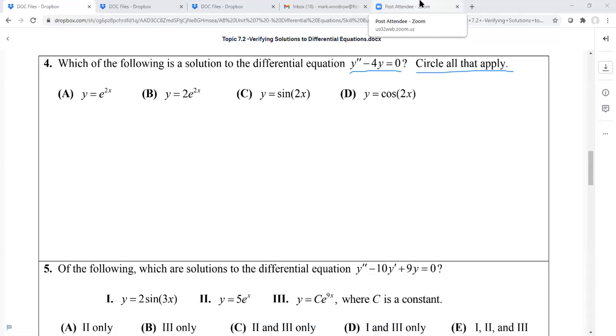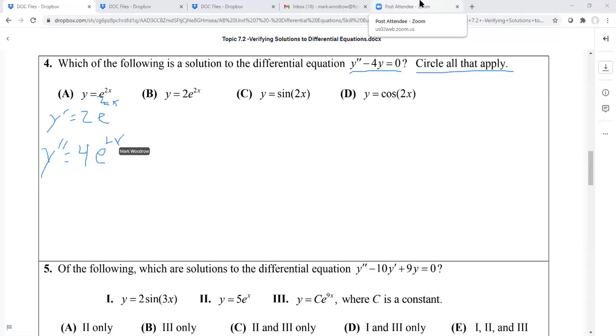So I'm trying to find where the second derivative minus 4 times the original y is going to give me 0. So I'm going to come over here and do exactly what I did on number 5. I'm going to do the derivative of all these. So the derivative of e^(2x) is e^(2x) times the derivative of 2x, which is 2. Then I'm going to do the second derivative because I need the second derivative on all these. So that's going to be 2e^(2x) times 2. And the 2 times 2 gives me 4e^(2x).